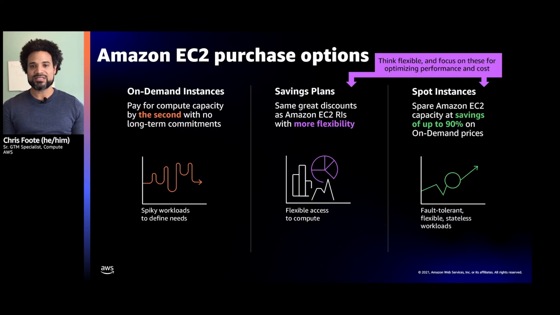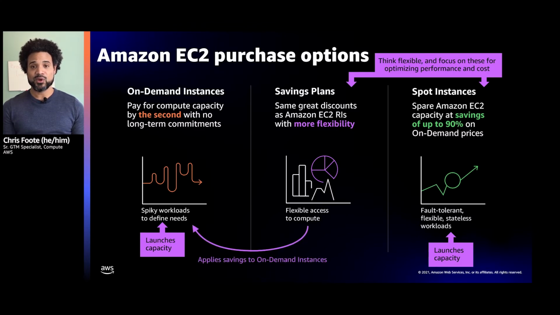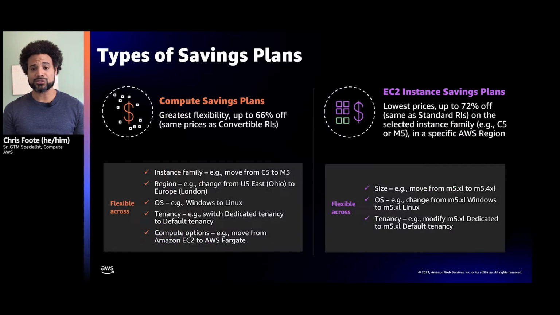So for Spot and Savings Plans, we ask the customers to be flexible. Savings Plans allow you to be flexible, and the more instance types you allow it to leverage, even for on-demand instances, you're more likely to get large amounts of capacity. And Spot asks the customers to be flexible, just because the more flexible you are for Spot, the better experience you'll have leveraging it. Both Spot and on-demand are mechanisms to launch capacity, with Savings Plans being a billing mechanism that applies to on-demand instances. So considering Savings Plans, there's two types.